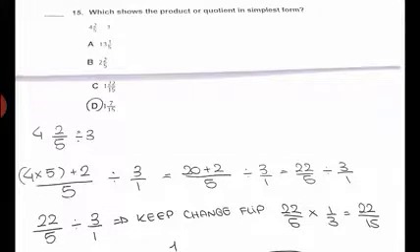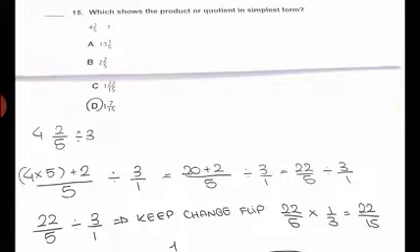Number 15, which shows the product or quotient in simplest form. We have 4, 2 over 5 divided by 3. So at first we transform the mixed number in fraction. And the whole number, we transform it in fraction. So we have 4 times 5 plus 2 over 5, divided by 3 over 1. 4 times 5 is equal 20. 20 plus 2 is equal 22. So the mixed number becomes 22 over 5, divided by 3 over 1.